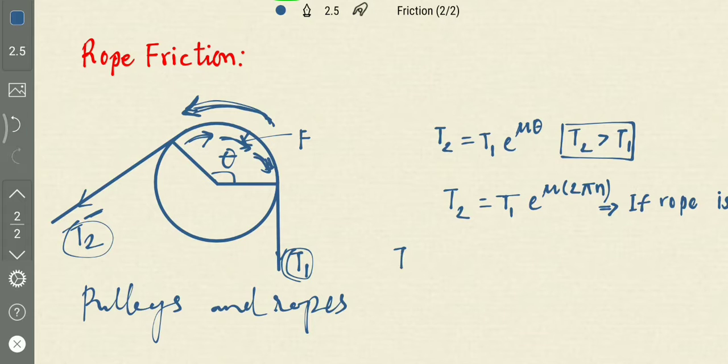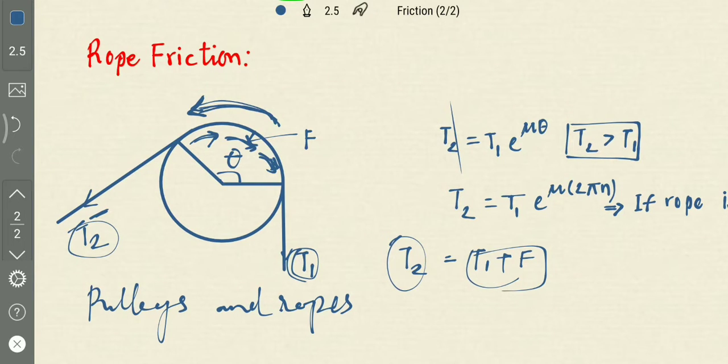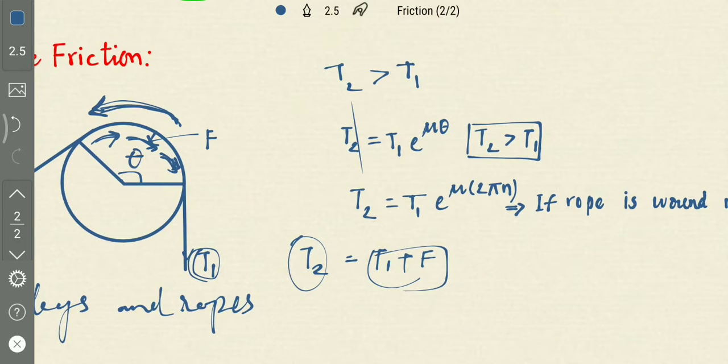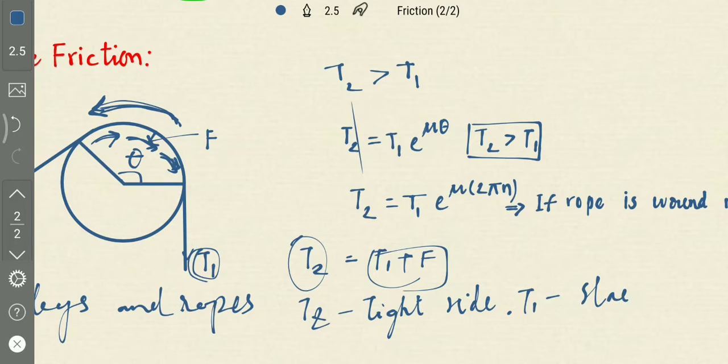So this T2 is equal to T1 plus F, which means T2 is greater than T1. Here T2 is greater than T1, and the side T2 is called tight side, and side T1 is called slack side. Tight side is the one in which tension is more, and slack side is the one in which tension is less.